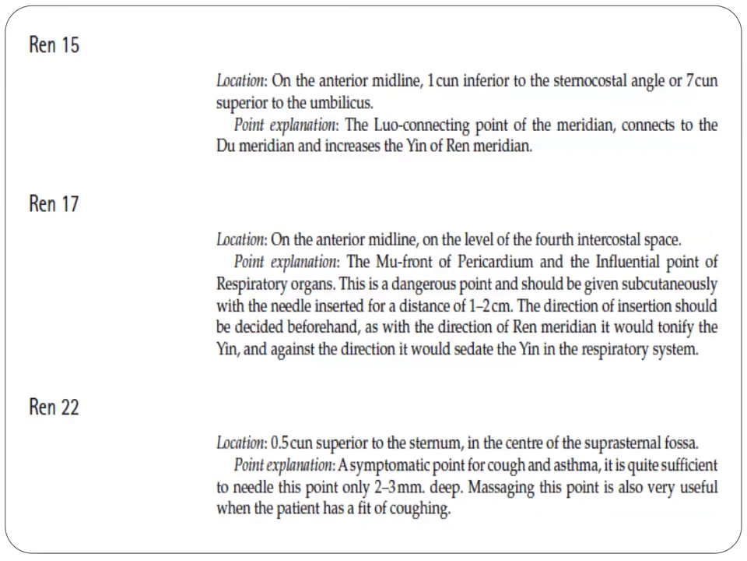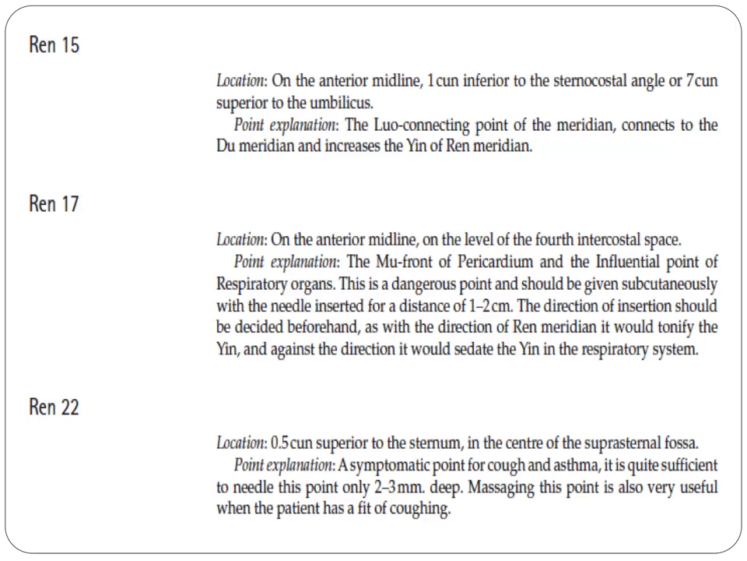REN15 is located on the anterior midline, 1 sun inferior to the sternocostal angle or 7 sun superior to the umbilicus. REN15 is the luo-connecting point of the meridian, connects to the du meridian and increases the yin of REN meridian. REN17 is located on the anterior midline on the level of the 4th intercostal space.